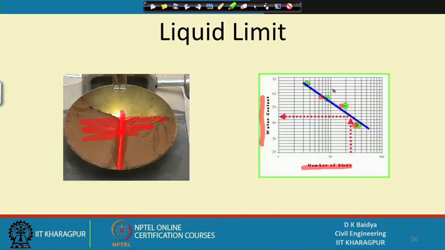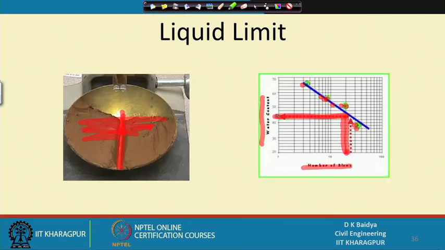But how can I get it? We can plot this, and from the plot I can fix 25 blows, go to the line, and from there find out the moisture content. That moisture content becomes the liquid limit. So if I have a soil, I will take some amount, and that soil has to be passed through a 425 micron sieve. Then you mix it with water, make a paste, put the sample here, cut the groove, then apply blows, which should be 2 blows per second, and observe when the two sides touch by the required distance.